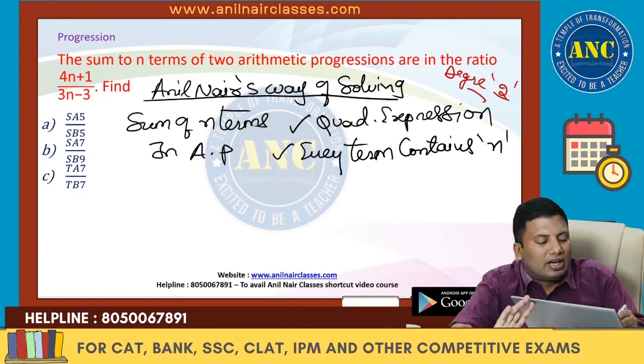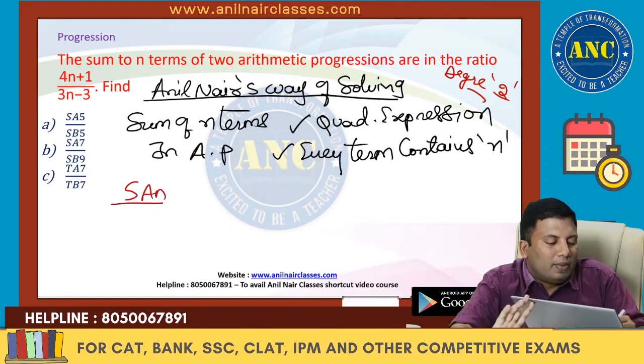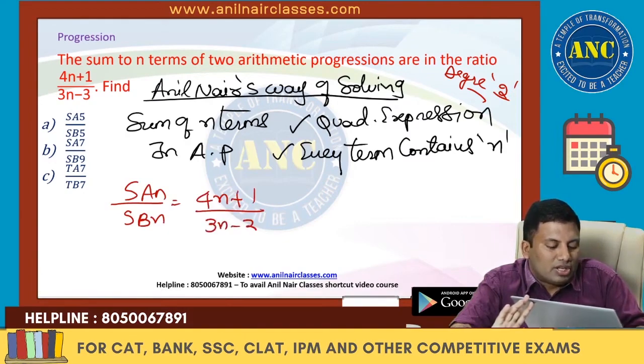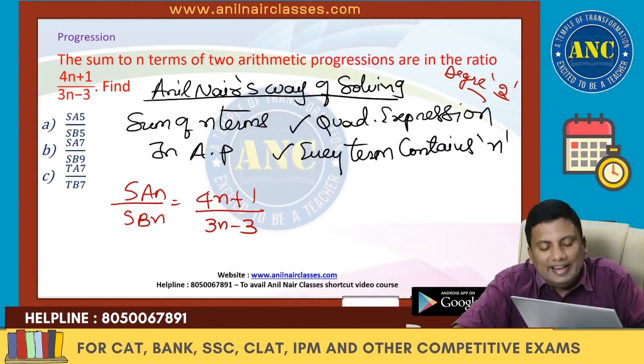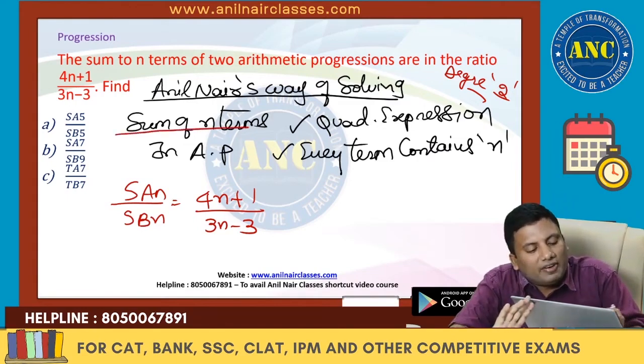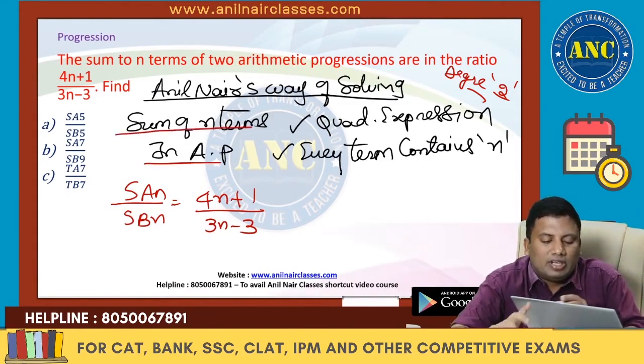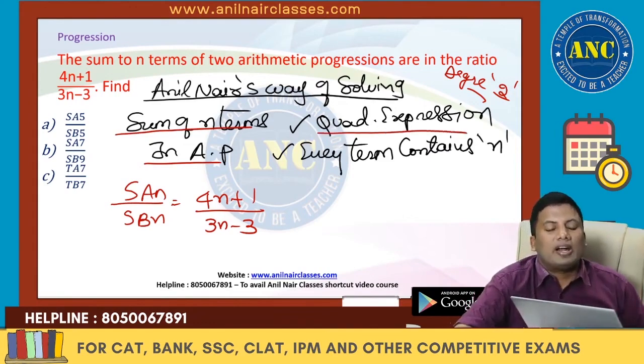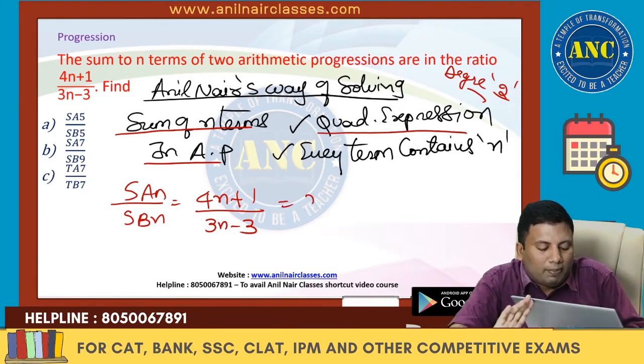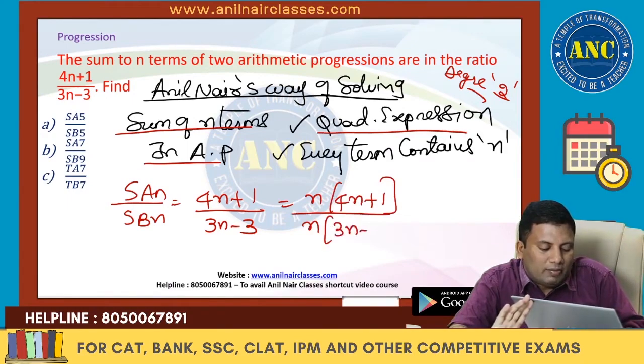Now see here, SAn by SBn, which is (4n plus 1) by (3n minus 3). 4n is linear, but according to the definition, the sum of n terms in AP should be a quadratic expression. So multiply it with n in the numerator and denominator: n into (4n plus 1) by n into (3n minus 3).